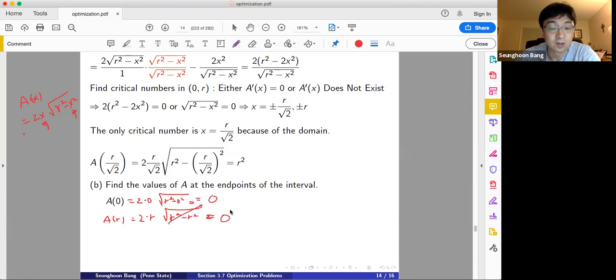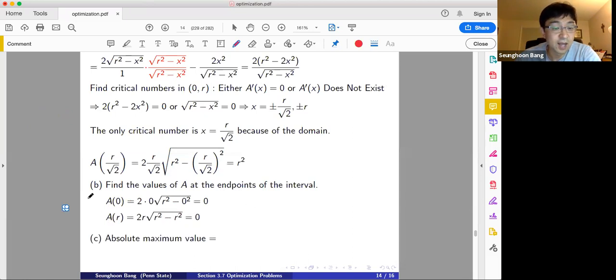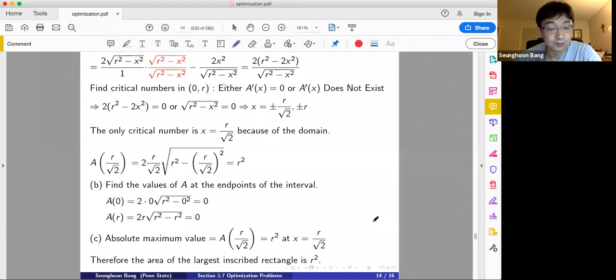We have 0. So what are the numbers? We have A of r over root 2 is r squared. A of 0 is 0. A of r is 0. So what's the absolute maximum? We have exactly 2 numbers, r squared and 0. The r squared is the greatest one. So we can find the absolute maximum value r squared at x equals r over root 2.